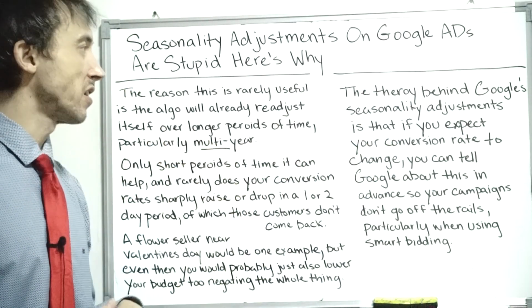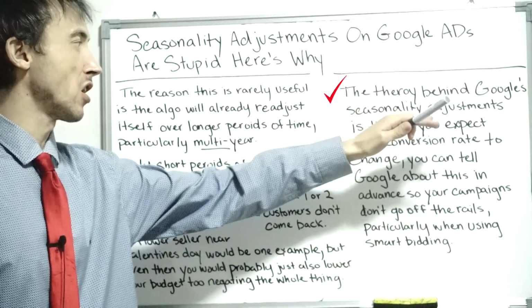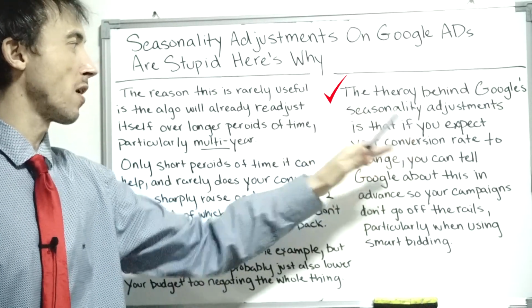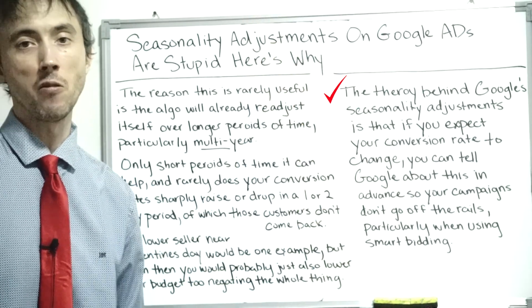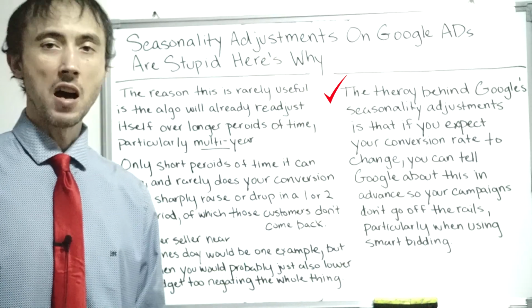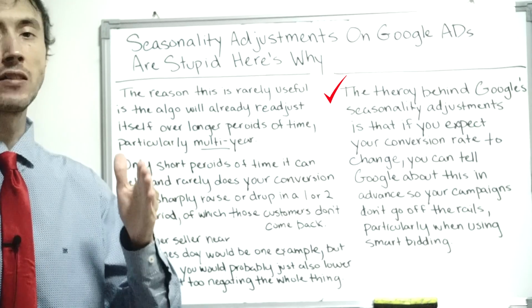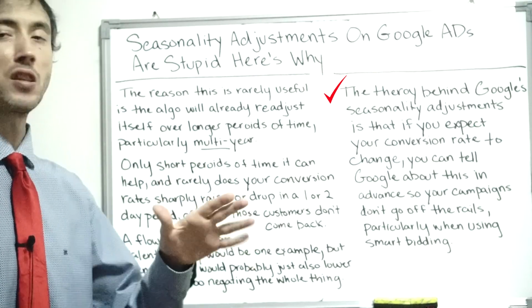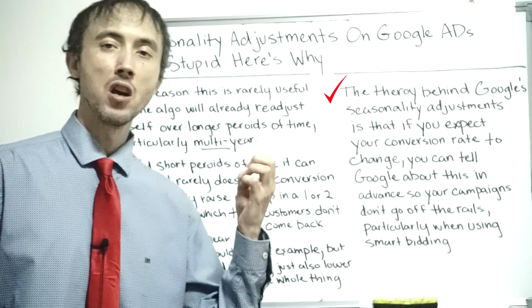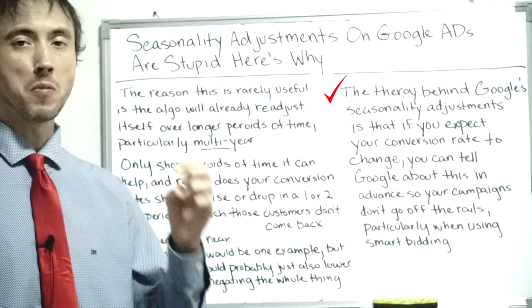So getting into the content, the theory behind Google's seasonality adjustments is that if you expect your conversion rate to change, either up or down, you could tell Google about this in advance of it happening so that your campaigns don't go off the rails, particularly when using smart bidding.